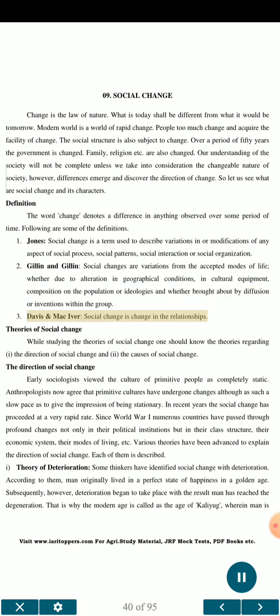3. Davis and MacIver: Social change is change in the relationships. Theories of social change. While studying the theories of social change, one should know the theories regarding 1. the direction of social change and 2. the causes of social change. The direction of social change.